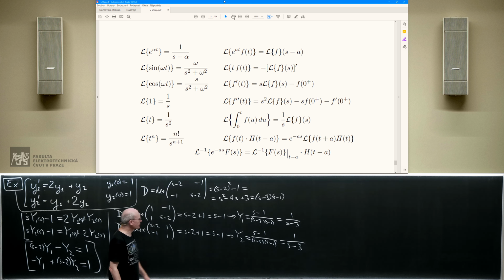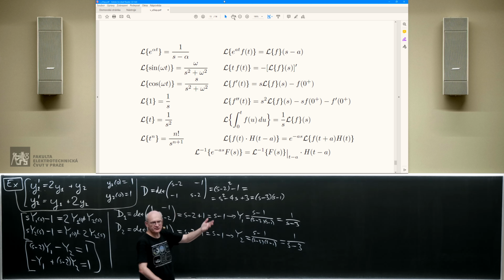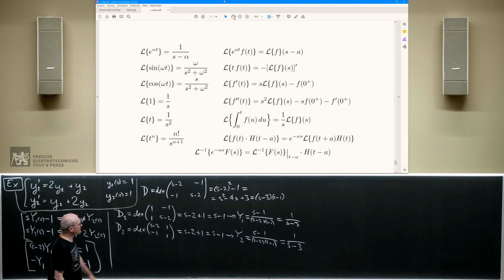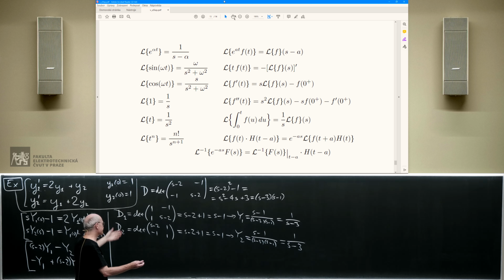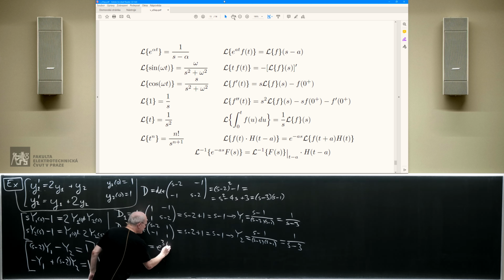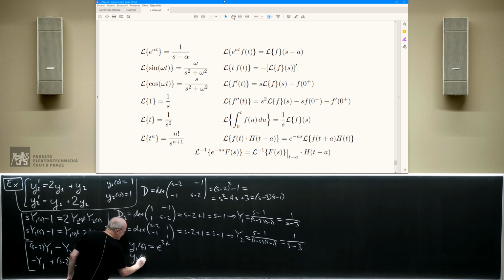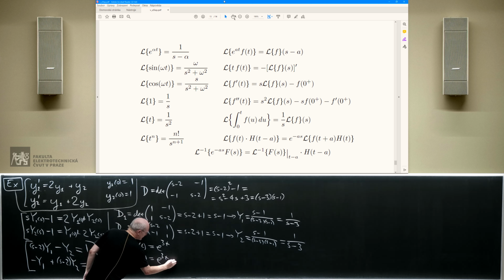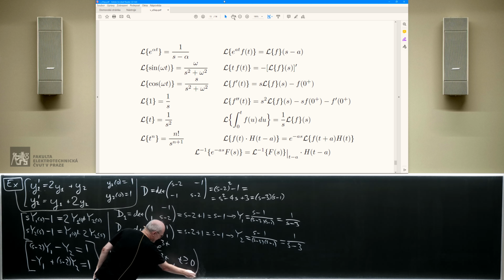Yeah, it's almost boring. Okay, I have Y1, I have Y2, and therefore I can pass to the inverse Laplace transform. I'm looking up 1 over s minus 3 in my dictionary. 1 over s minus 3, that's exponentials. y1(t) is e to 3t, y2(t) is e to 3t, t greater than or equal to 0, and we are done.